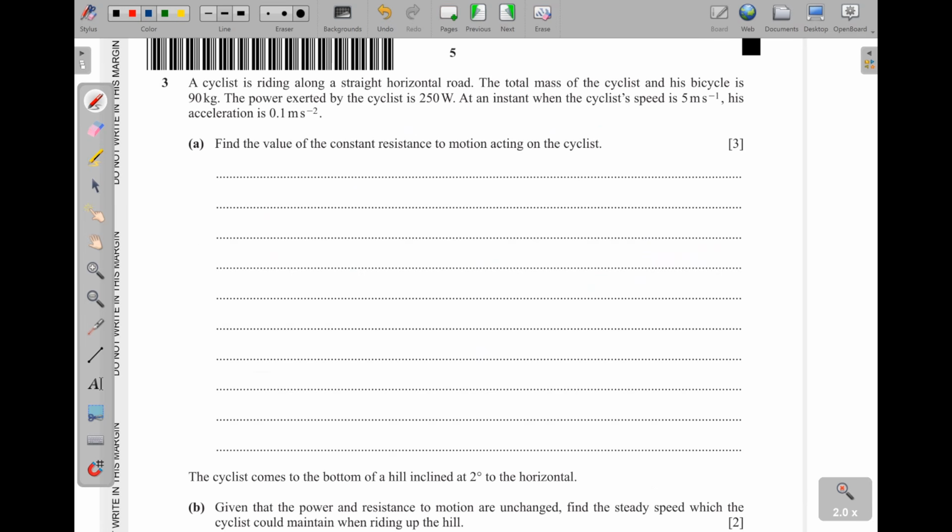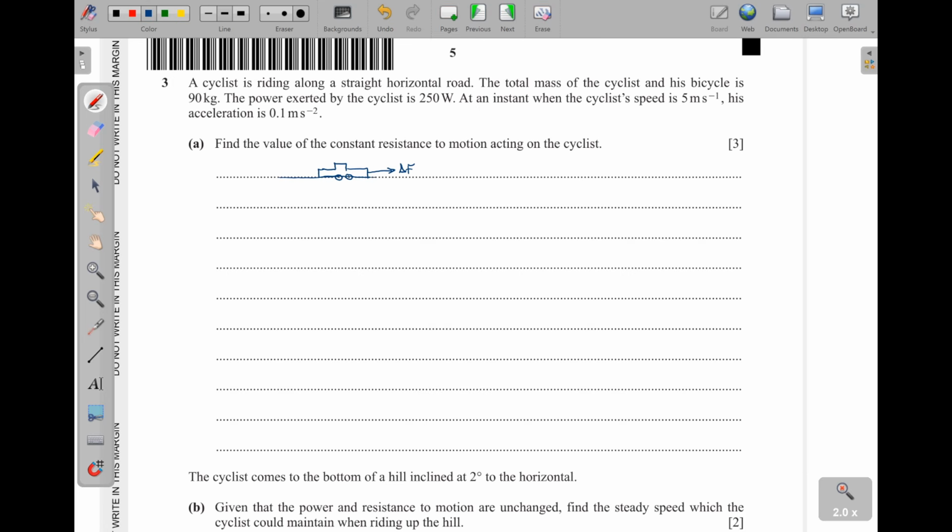Question 3. A cyclist is riding along a straight horizontal road. The total mass of the cyclist and his bicycle is 90 kilograms. The power exerted by the cyclist is 250 watts. At an instant when the cyclist's speed is 5 meters per second, his acceleration is 0.1 meters per second squared. Part A, find the value of the constant resistance to motion acting on the cyclist. Like I've always said, you must master the art of drawing diagrams, and then you put the forces that are acting on the particle. It will help you in attempting this question.